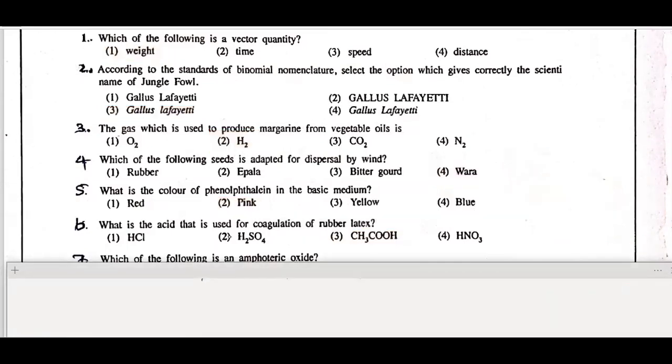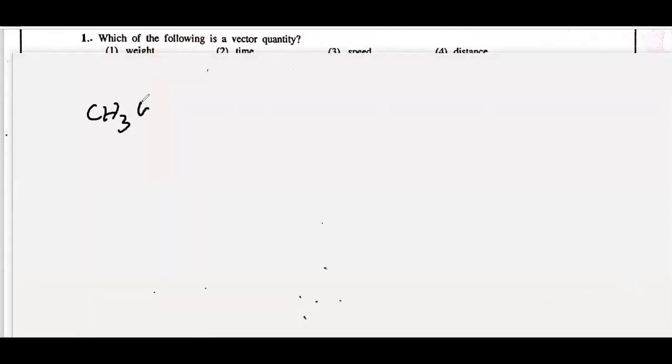What are the other names that can be used for the acetic acid? Please write everyone. CH3COOH. This is a weak acid. Please copy down this everyone. Weak acid. What is the chemical name? Ethanoic acid.